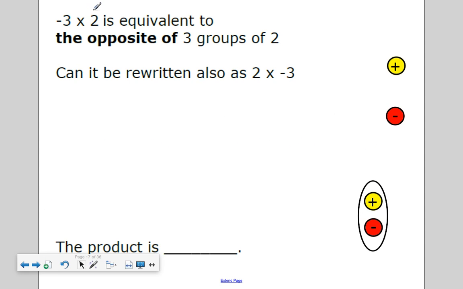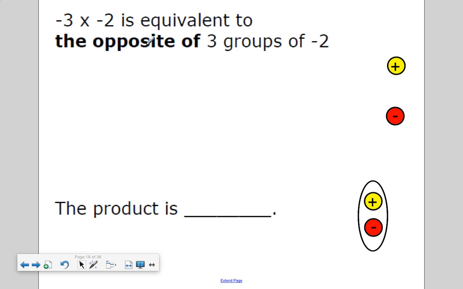So -3 times 2 is the opposite of 3 groups of 2. So what's the opposite of 3 times 2? 6, so it's -6. Negative 3 times negative 2. Some people see it as this: what's the opposite of this negative? Positive. So the answer, 3 times 2, is 6.